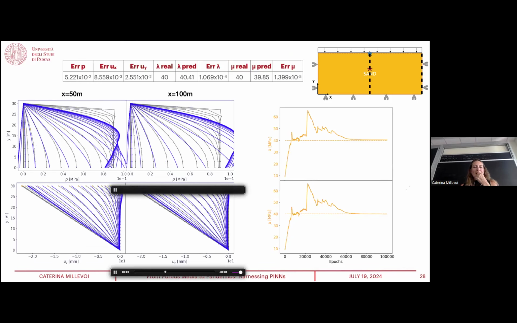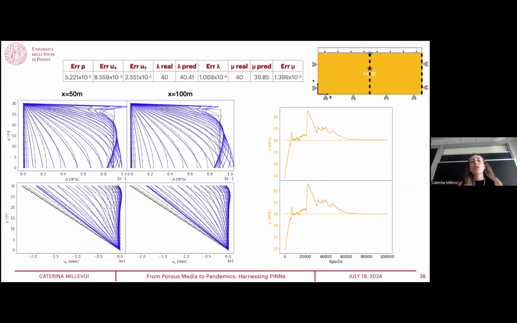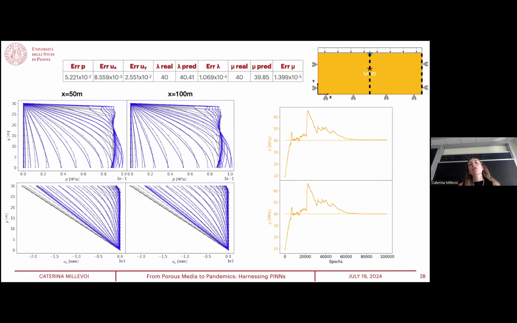And these are the results that we reach in parameter estimation in the two-dimensional homogeneous setting. So the blue lines are the PINNs that are moving and changing during the training, while the gray lines are the reference solution. And instead on the right, we have the behavior of the estimation of our parameters during the training of the PINN. And as you can see, in this setting we were able to reach convergence.